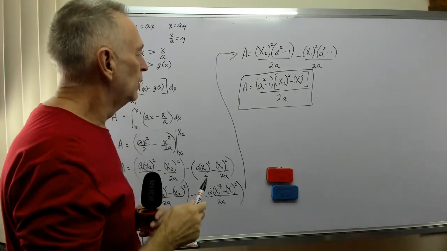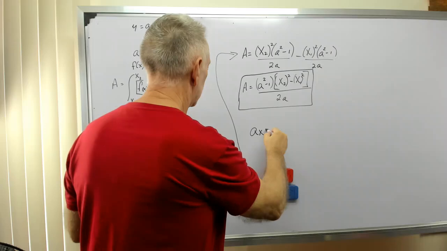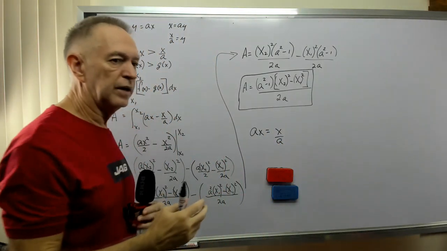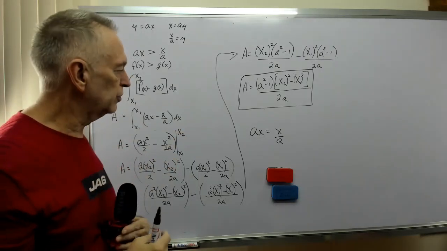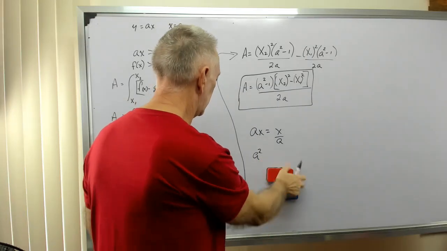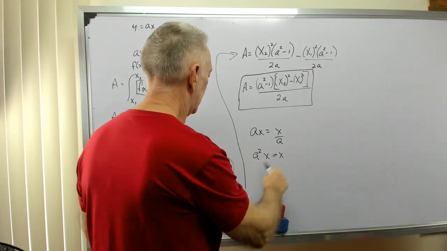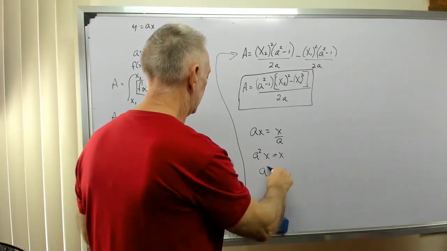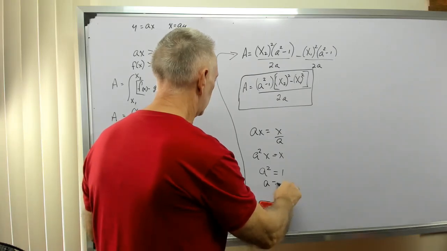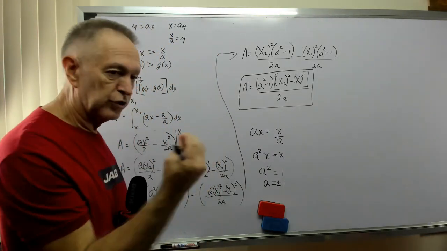Something else that's interesting: if I let ax equal x over a, what's the point of intersection of those two curves? If I multiply both sides by a, I have a squared x equals x. Divide both sides by x, and I have a squared equals 1, so a equals plus or minus 1. So that's when those two curves intersect.